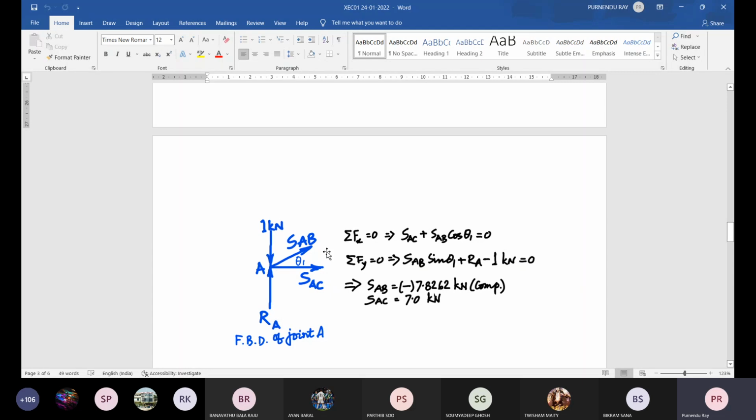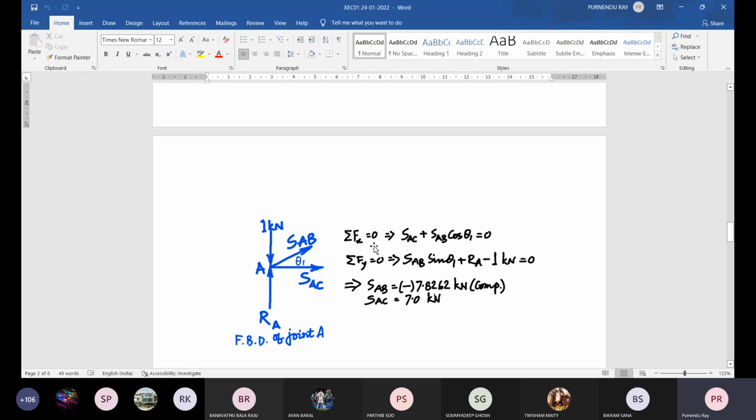Suppose these members are both tensile, assume. So SAB, SAC positive acting away from the joint. At the end of the calculation, whatever negative value we get will be compressive. This is the applied force 1 kilonewton. This is the developed reaction RA.